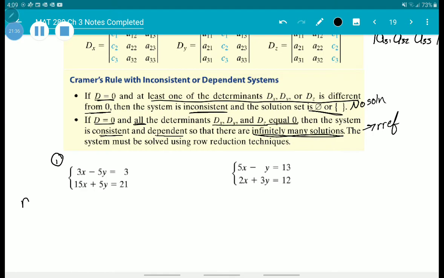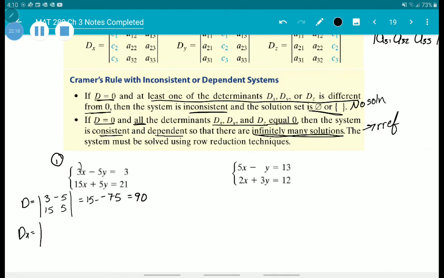So we're going to find our D matrix. So D is going to be that coefficient matrix. And then we're going to find that determinant. So that determinant is going to be 15 minus negative 45. Just kidding, 75. And 15 minus negative 75 is 90. So there's D.